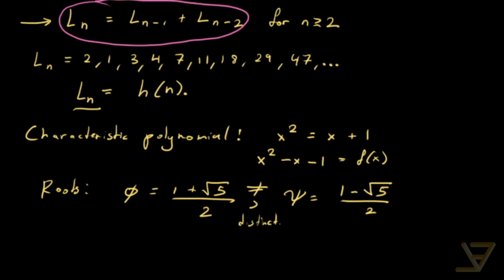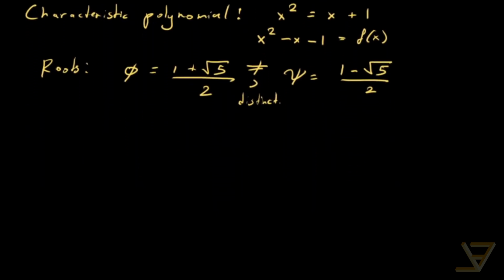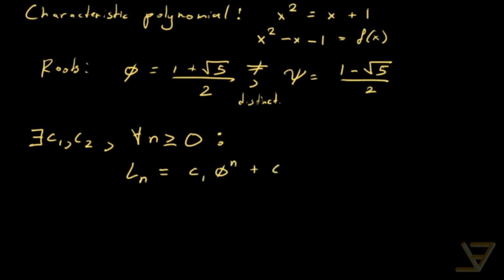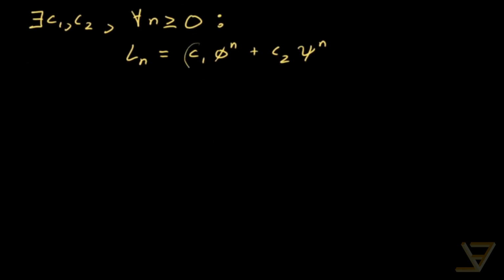And that is what is going to allow us to use one of the easier cases of the theory of linear recurrences. What that theory tells us is that since the roots are distinct, there exist c1 and c2 in the real numbers such that for all integers n greater than or equal to 0, it holds that Ln is equal to c1 phi to the n plus c2 c to the n. So we just have to find out what c1 and c2 are, and we're home free.